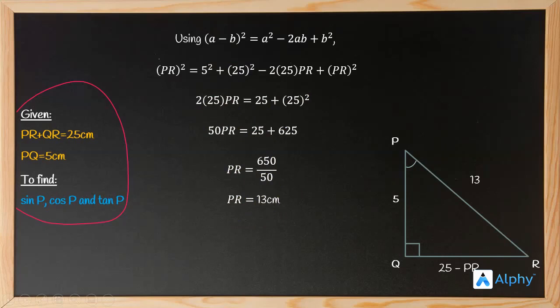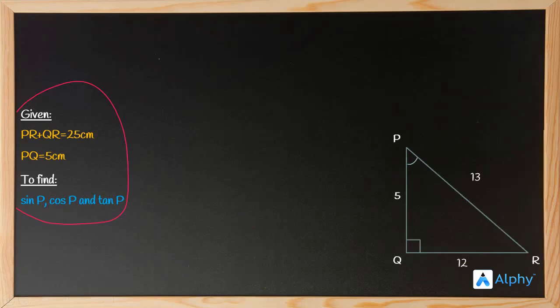Alright guys, so what will be our next step? Definitely it will be to find the side QR, which is nothing but 25 minus PR. So it will be equal to 25 minus 13 and therefore we can say QR equals 12 centimeter. Let's also substitute our QR value in this over here. Alright guys. So guys, now we can easily find out the values of sin P, cos P and tan P simply because our triangle is complete. We know all the sides, adjacent, opposite and hypotenuse sides.